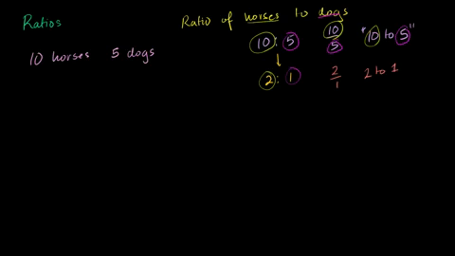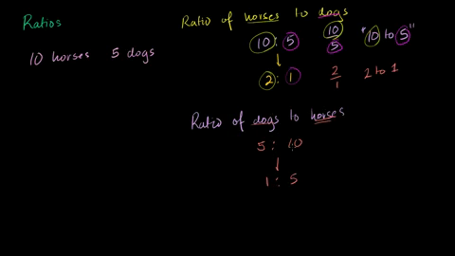Now, just to make things clear, what if someone asked me, what is the ratio of dogs to horses? So what's the difference in these two statements? Here I said horses to dogs. Here I'm saying dogs to horses. Since I've switched the ratio, I've switched the numbers. So for every 5 dogs, I have 10 horses. Or if I divide both of these by 5, for every 1 dog, I have 2 horses.